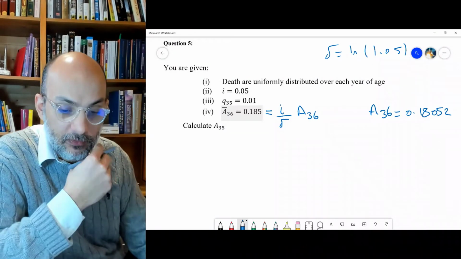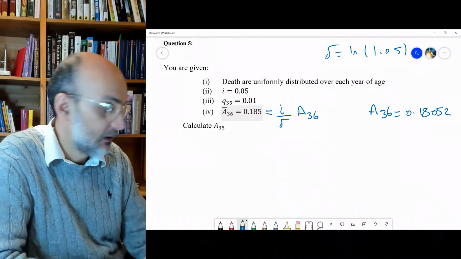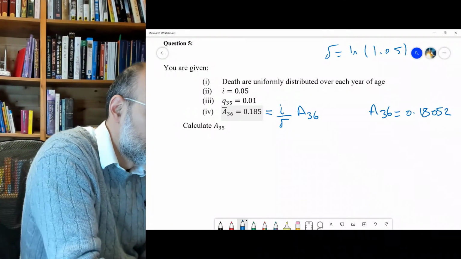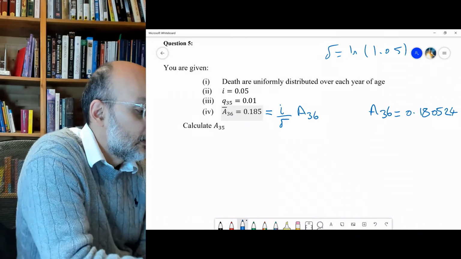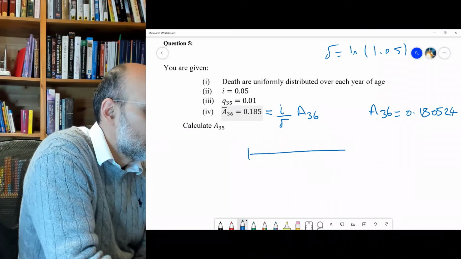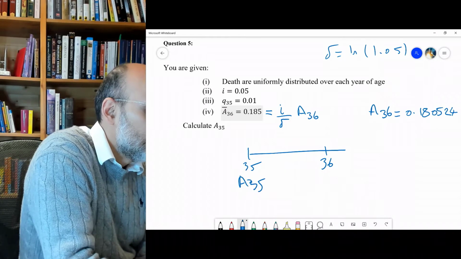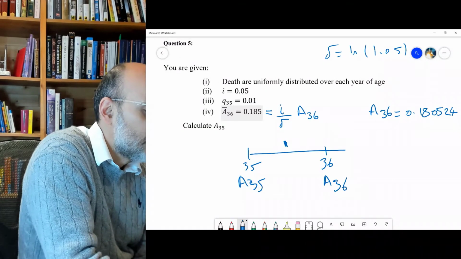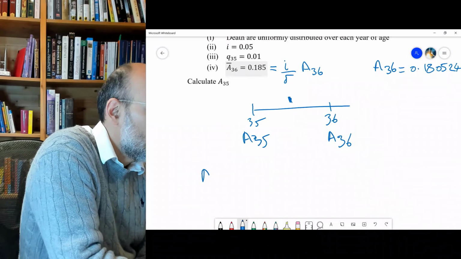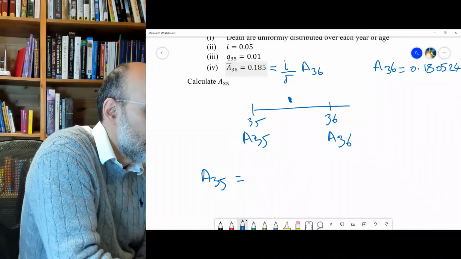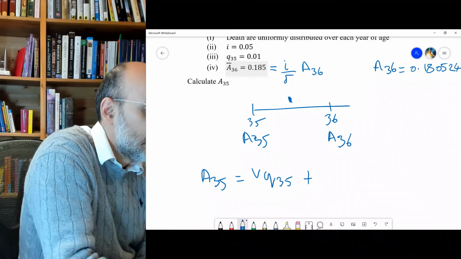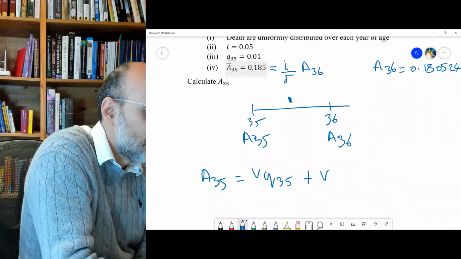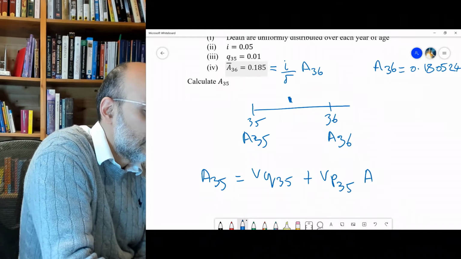Right, so that's what the first one I got, right? Now the question is asking about 35. A36 is easy. A35 and A36, how can we relate them? There is only one thing missing here: if death happens here, then we can equate them. So A35, from the line here, if death happens here, you get VQ35, or you can take the A36 and bring it back, VP35 A36.